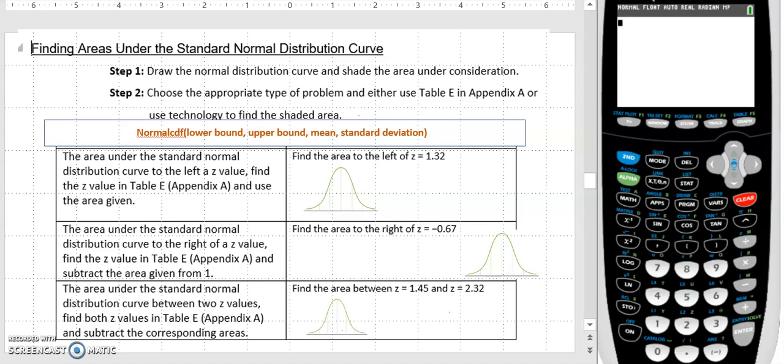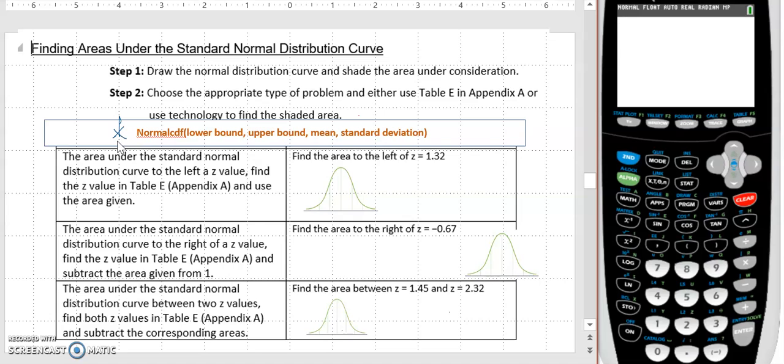Well, we want to also be able to find the area under our standard normal curve in other places, not just 1, 2, and 3 standard deviations. So the way we're going to do this, we can use the table E in Appendix A of our textbook, or we can use technology to find the shaded area. And since the book goes through using the table of values and such, I'm going to try to teach you using the calculator.